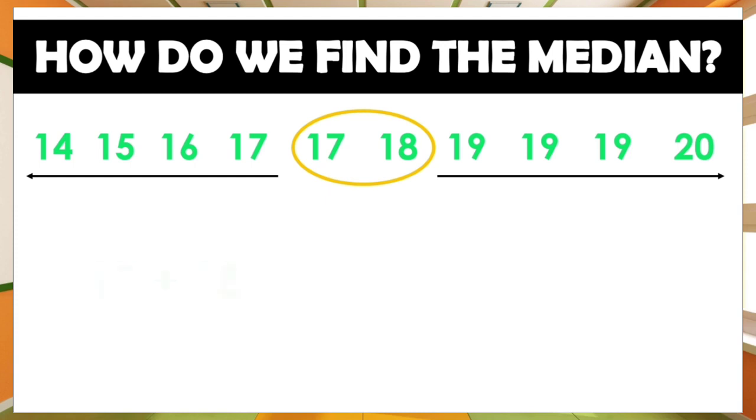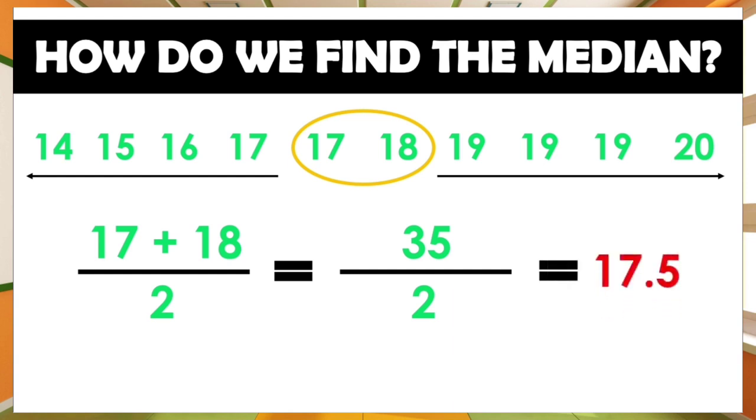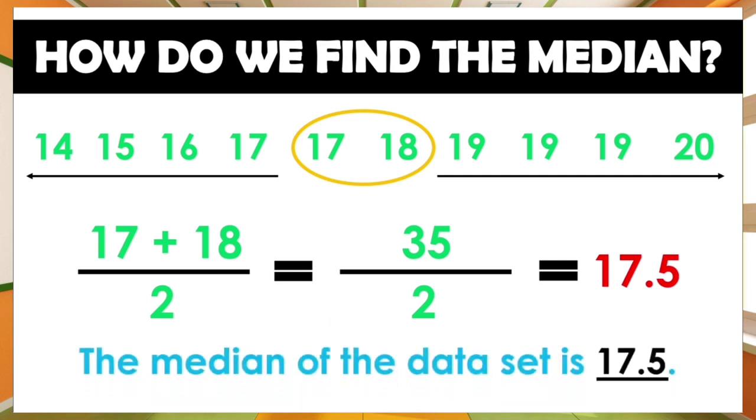Therefore, we have 17 plus 18 divided by 2. The sum is 35, then divided by 2. The final answer now is 17.5. And so, the median of the given dataset is 17.5.